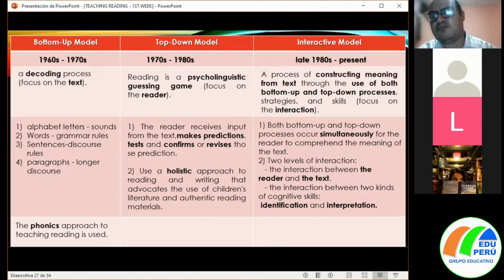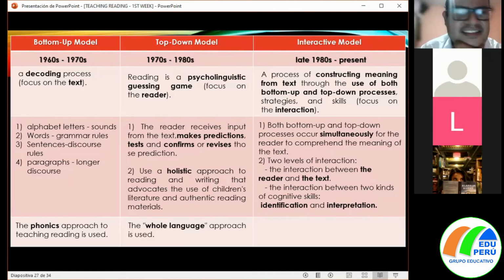In the top-down model, we're going to use this. The whole language approach is used. What does it mean, whole language? What is that? Can you tell me? Do you have an idea?